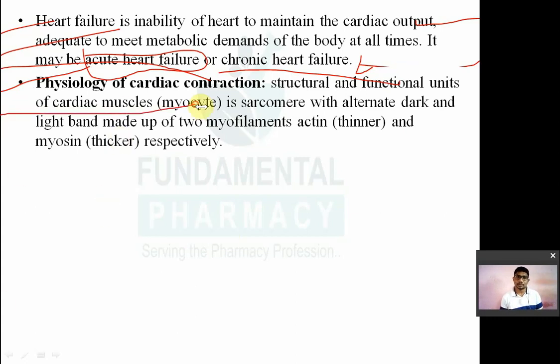So the structural and functional unit of your cardiac muscle is nothing but the sarcomere, or it is known as a myocyte. Okay. Now these myocytes have alternate dark and light bands. Okay, so these myocytes have two types of filament. One is thin and one is thick. So the thin filament is known as actin and the thick filament is known as myosin.